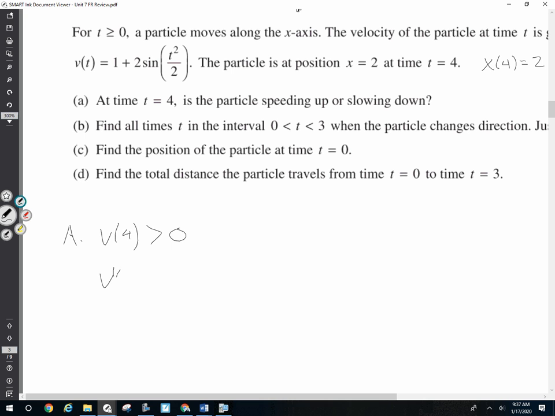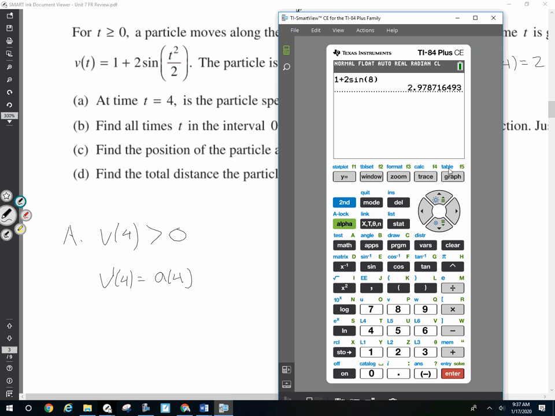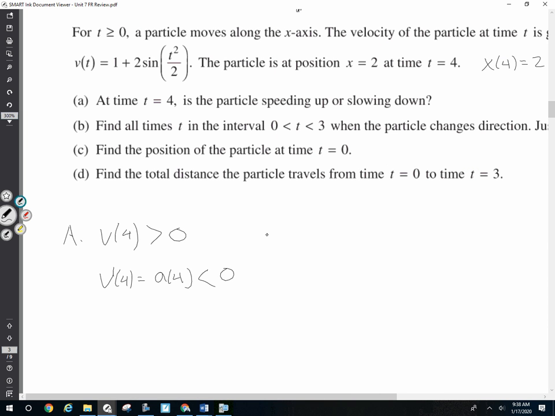Then v prime of 4, which equals a of 4, I will use math 8. Let's take the derivative of 1 plus 2 sine of t squared over 2. Close the parentheses. That's good with respect to x at x equals 4. If you have the newer operating system, it's easier. We see that's negative. So velocity is positive, acceleration is negative, the speed is decreasing. You are slowing down. V and A have opposite signs.